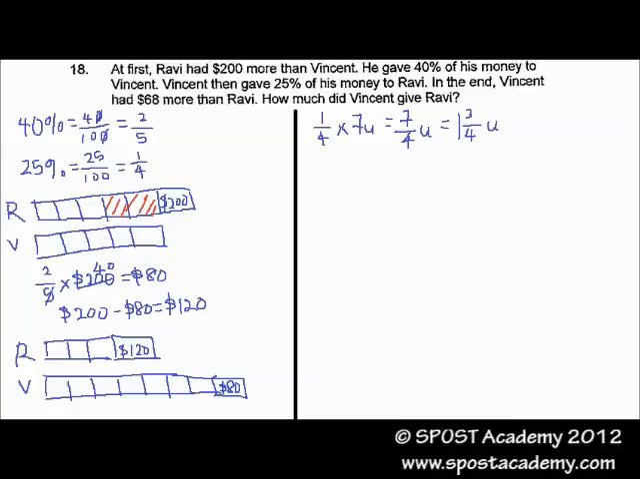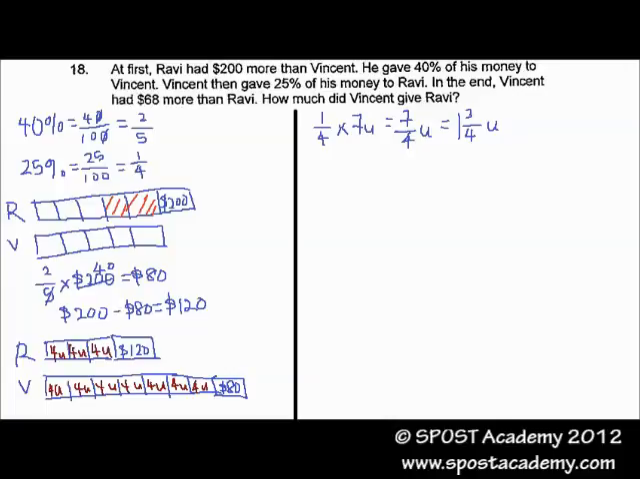This is as good as saying that we should divide up Vincent's unit into 4 parts. So we will divide Vincent's units into 4 parts. So 4 units, 4, 4, 4, 4, 4, 4. We will do the same for Ravi, which is 4 units, 4 units, and 4 units.